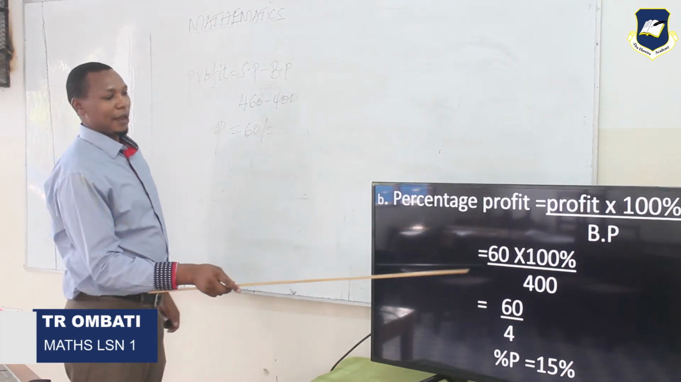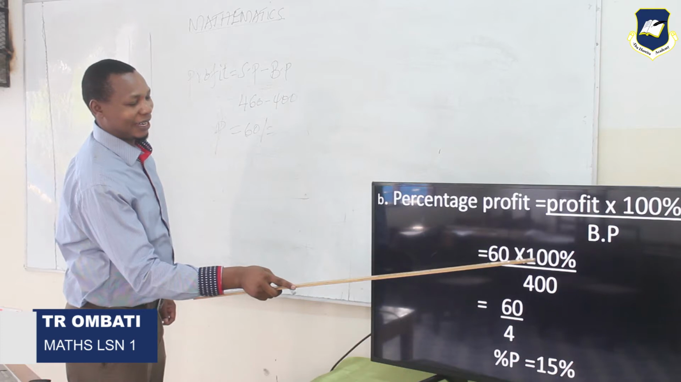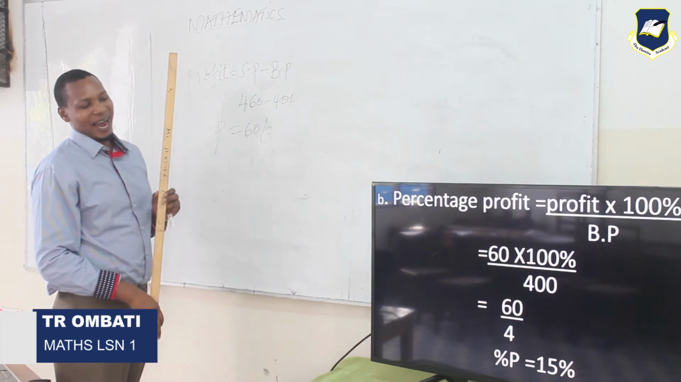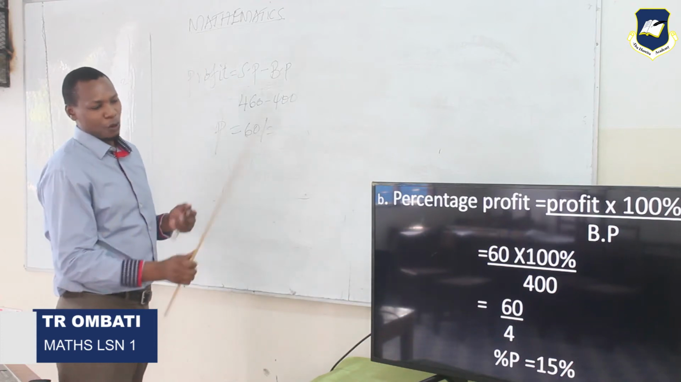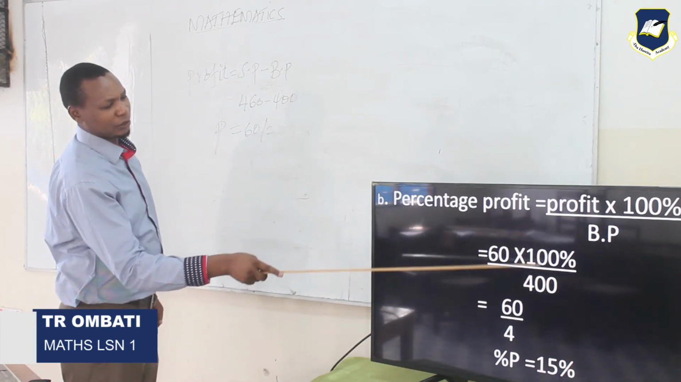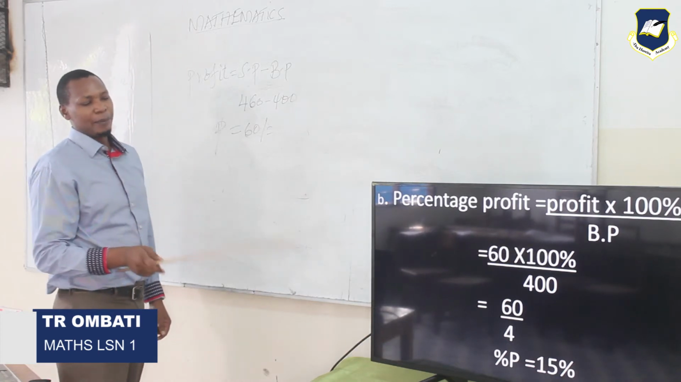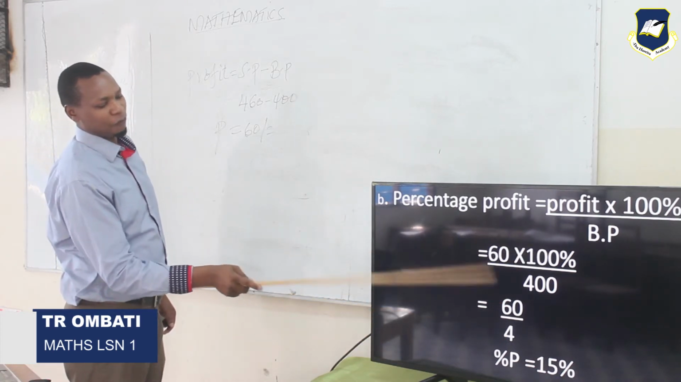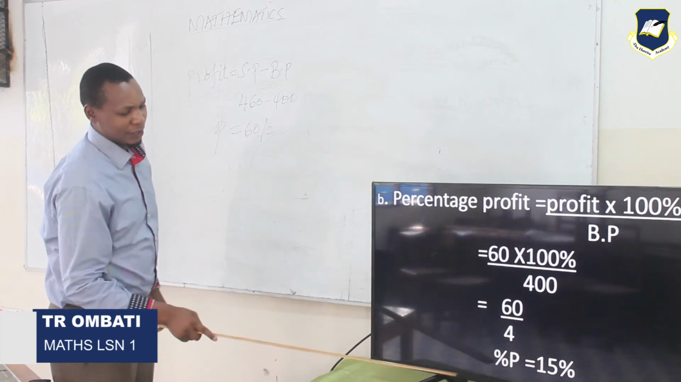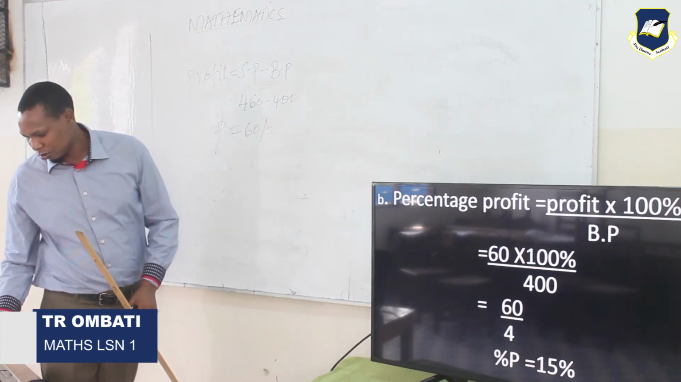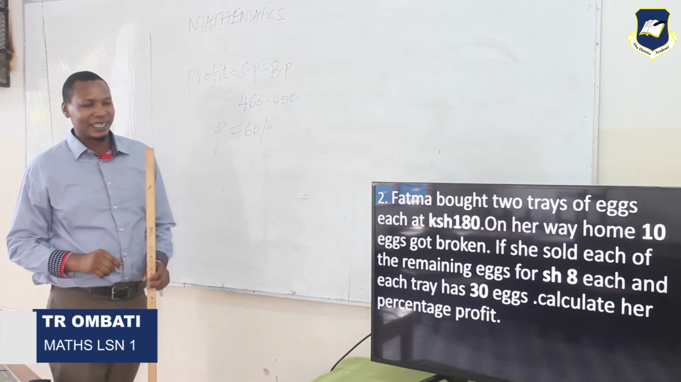So 60 multiplied by 100% divided by 400. When you work out this one, the 2 zeros cancel, and we remain with 60 over 4, which gives a percentage profit of 15%. So we move to the next example.